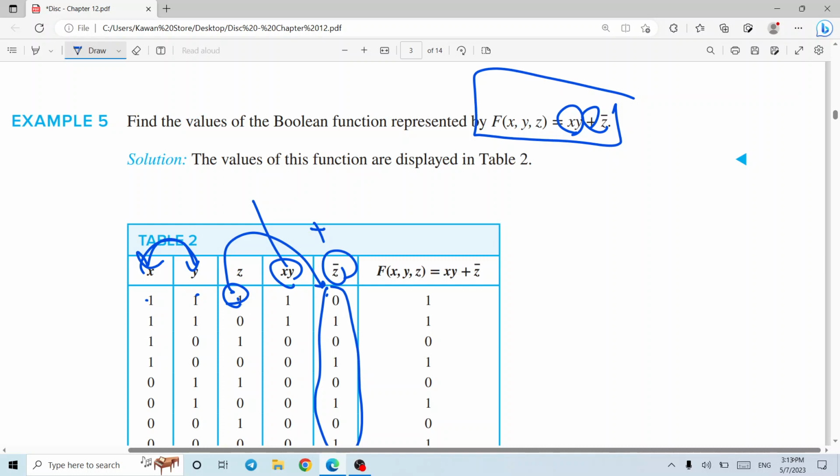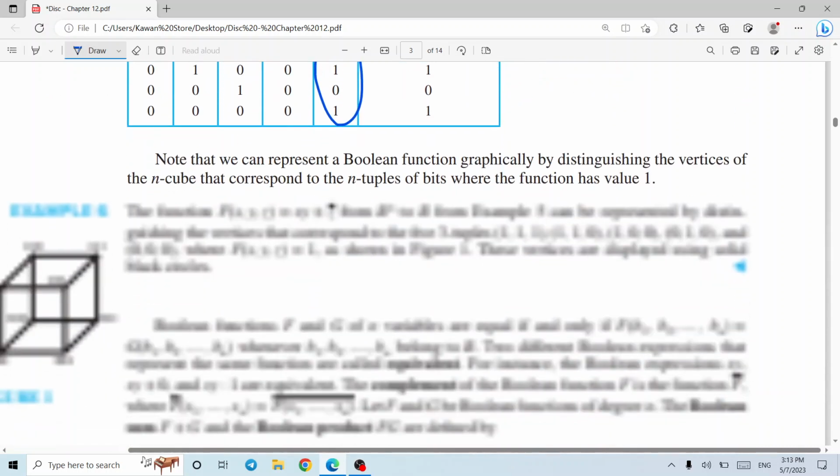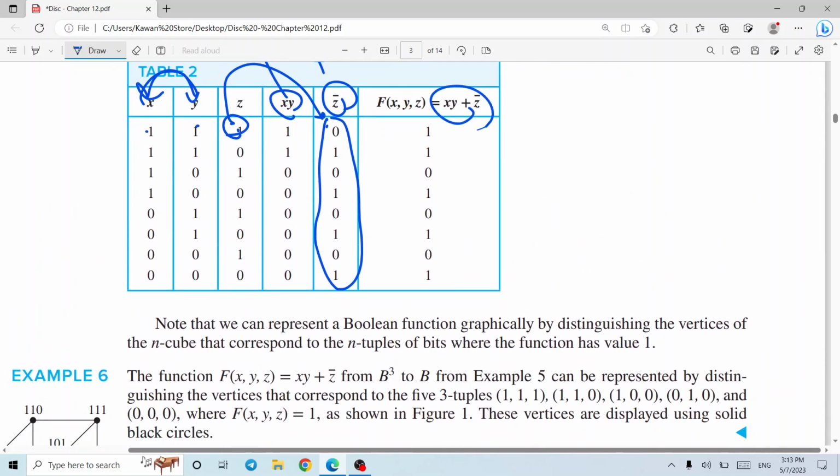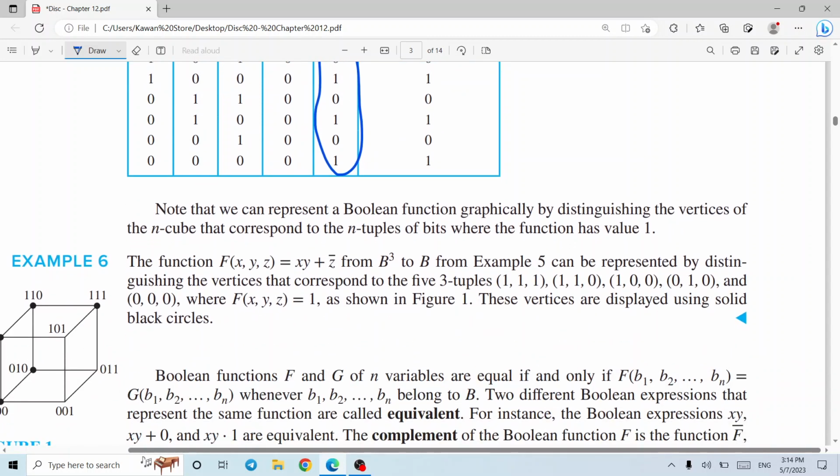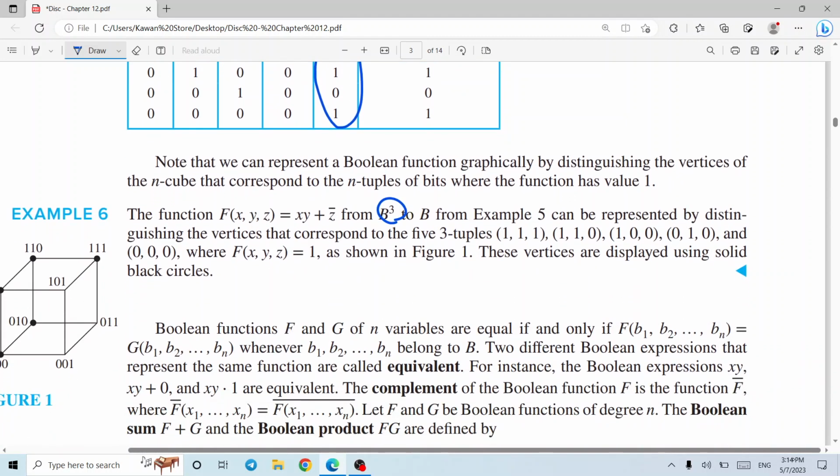Okay, good. So you can find the result here. Easy, actually, it's very easy. So it's called B3. Why B3? Because you have 3 tuples. 3 tuples means that we have 3 elements. That's it.